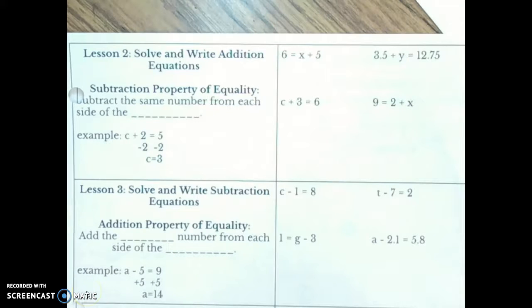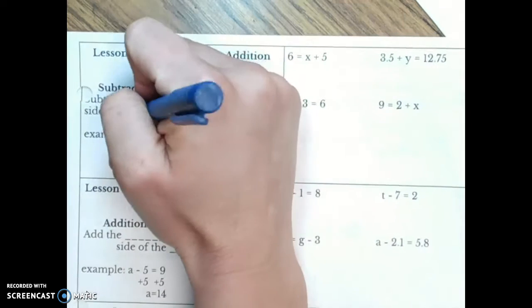Okay, we're going to look at lesson 2, solve and write addition equations. So in this one, we're actually going to use the subtraction property of equality. This is a vocabulary word. So you're going to subtract the same number from each side of the equation.